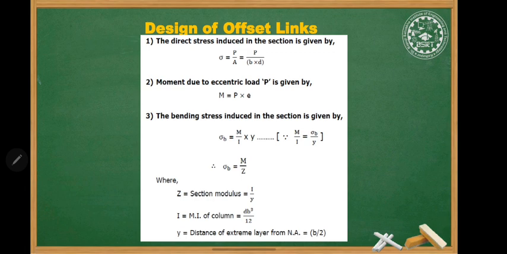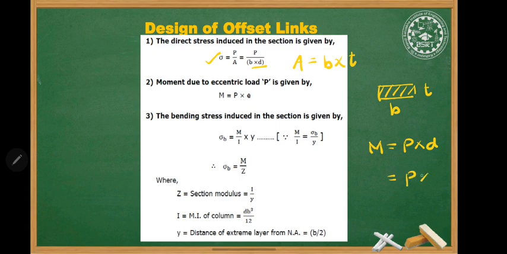The direct stress induced in the section is given by our basic formula, stress is equal to force upon area. Here the area is not B multiplied by D, the area is nothing but width multiplied by thickness for this rectangular section. So this is width and this is thickness. Next, the moment due to eccentric load is given by M, which is force multiplied by perpendicular distance. Here our force is P and the distance is the eccentric distance, that is e. Therefore moment is equal to P multiplied by e.